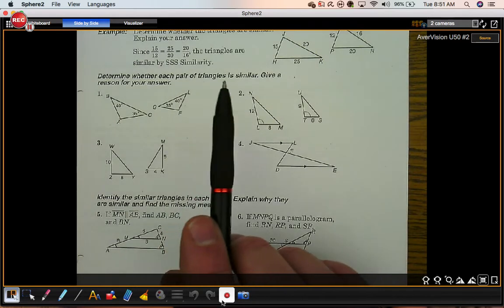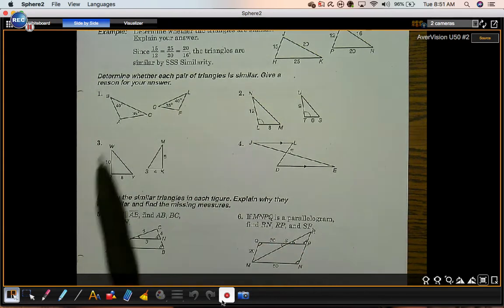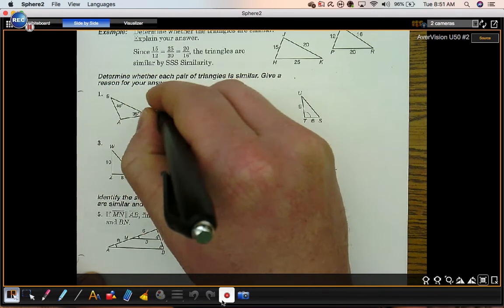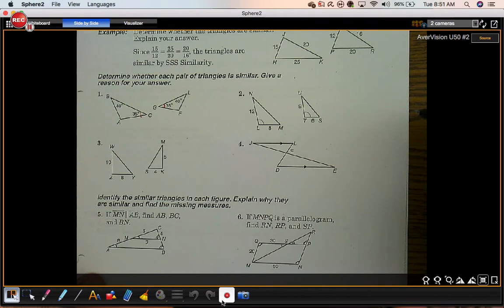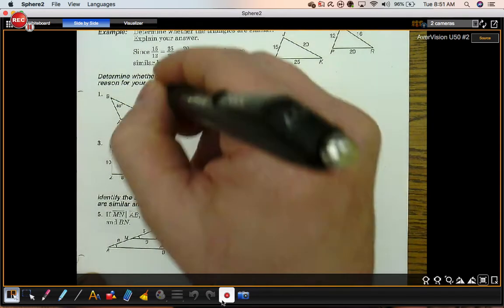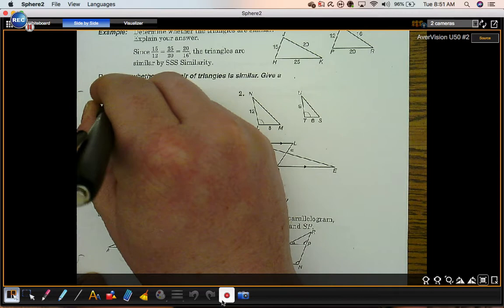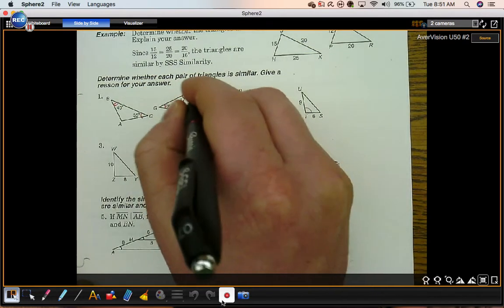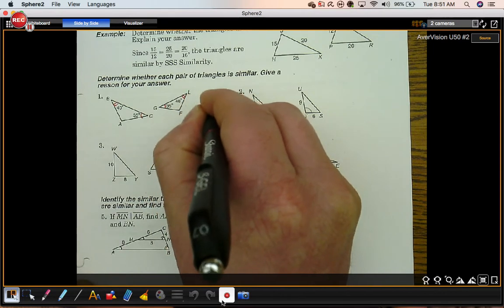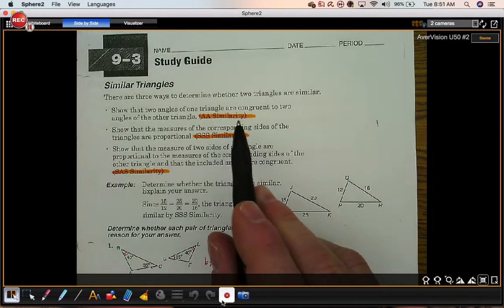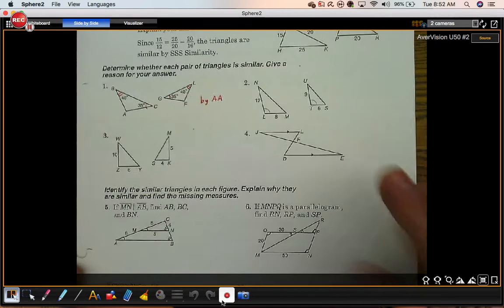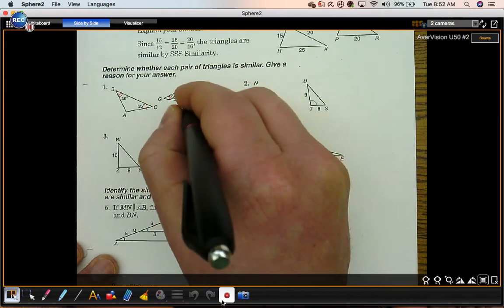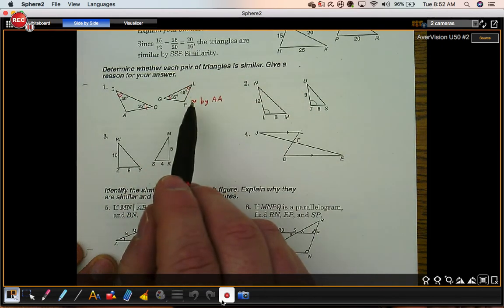Determine whether each pair of triangles is similar and give a reason for your answer. Here's 2 triangles. I notice there's a pair of 35-degree angles in the 2 triangles, so that's 1 pair of congruent angles. There's also a pair of congruent 40-degree angles. So these triangles are similar by angle, angle, because we have 2 pairs of congruent angles, and that's all it takes for the triangles to be similar. Okay, so similar by angle, angle.